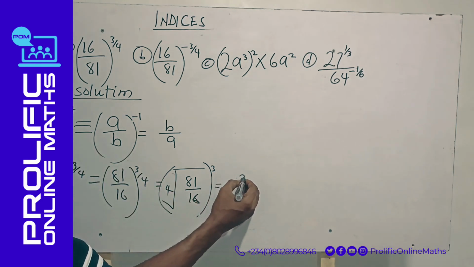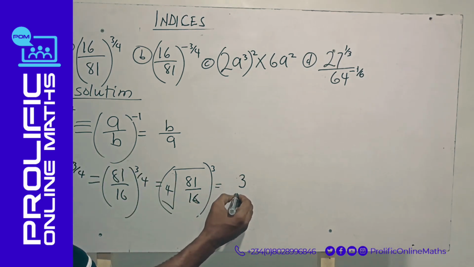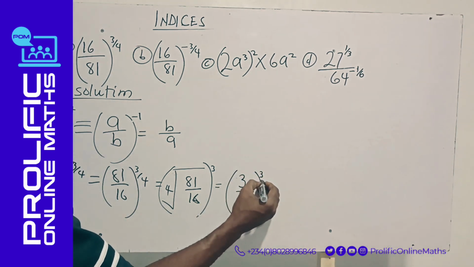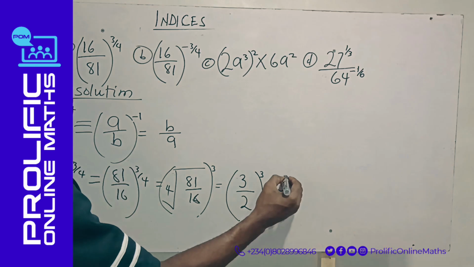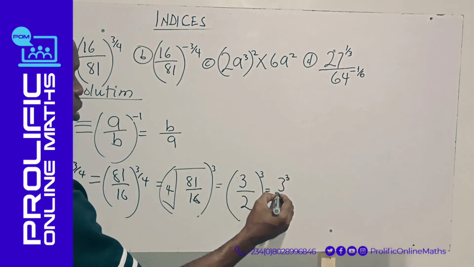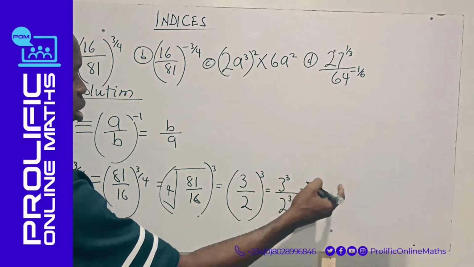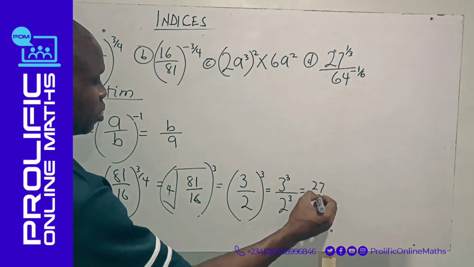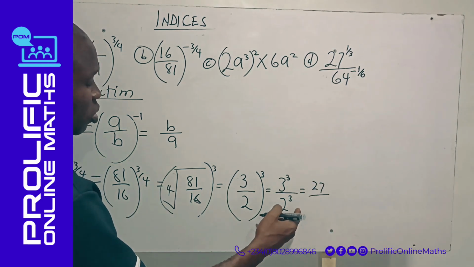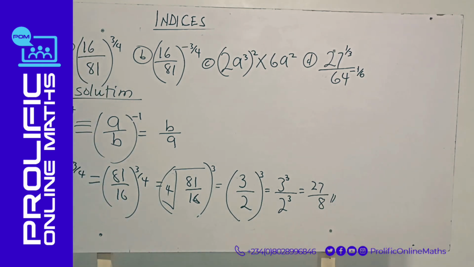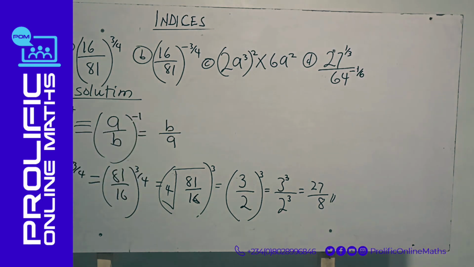So this will give us (3 over 2), everything raised to power 3, which is equal to 3 raised to power 3 over 2 raised to power 3, which will give us 3 times 3 times 3 in 3 places will give us 27, over 2 times 2 times 2 in 3 places will give us 8, which is our final answer. That's that of the second example. I hope you are clear with this.